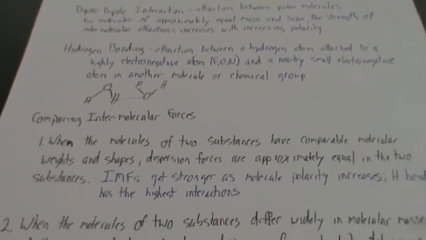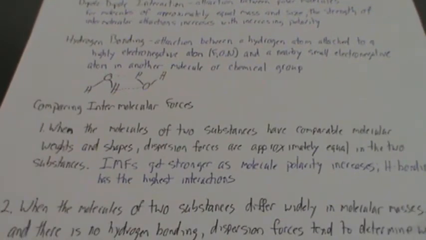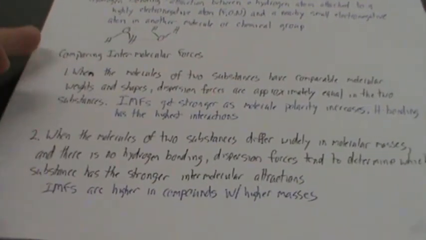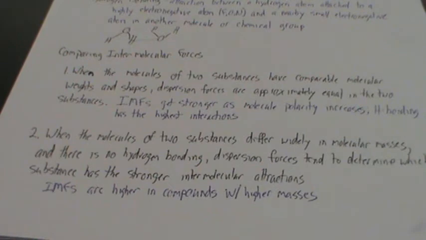Now, if we're going to compare intermolecular forces, when molecules of two substances have comparable molecular weights and shapes, dispersion forces are approximately equal in the two substances. So as the intermolecular forces get stronger as molecular polarity increases, hydrogen bonding has the highest interactions. And two, when the molecules of two substances differ widely in molecular masses, and there is no hydrogen bonding, dispersion force tends to determine which substance has a stronger intermolecular attraction. So intermolecular forces are higher in compounds with higher masses.